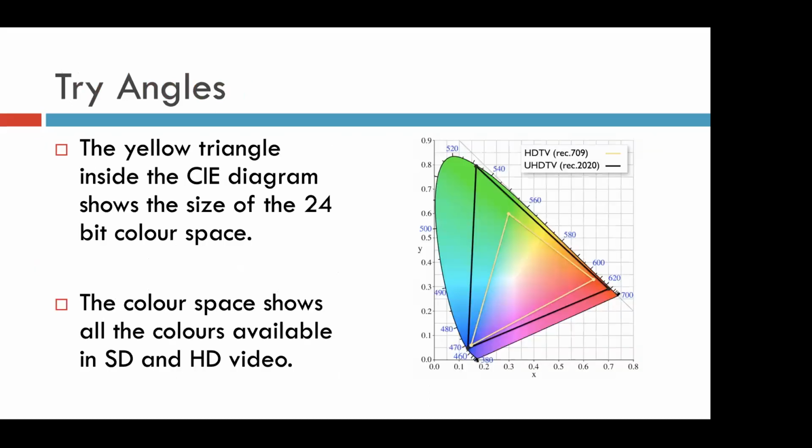And then again, just to recap, this is an illustration of the color space. The yellow triangle is 8-bit color, 24-bit color space. So remember, 8-bit color, 24-bit always assumes RGB. It's not 24 bits per color. It's 8 bits times 3, okay? So they can be used interchangeably.